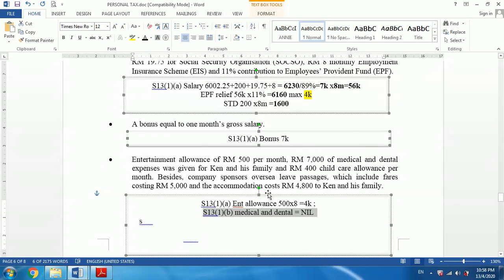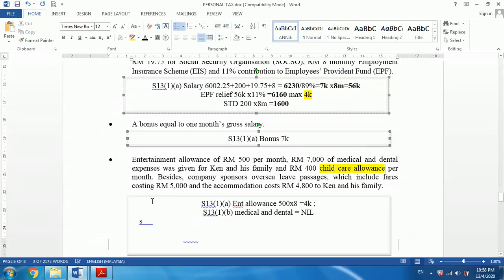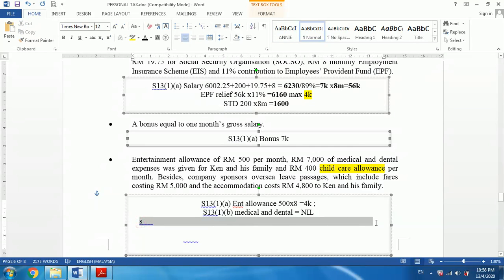And for information, medical and dental benefit is actually exempted, or we call it tax-free BIK, so it will be nil. Next one, you see childcare allowance of 400. So allowance will be under 13(1)(a), and 400 times 8 is 3,200.